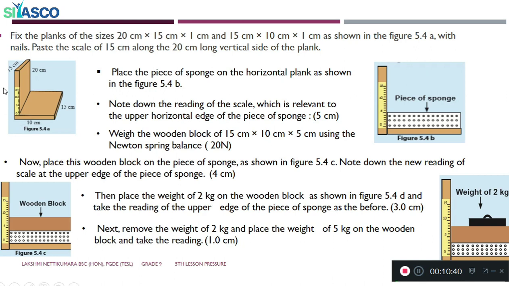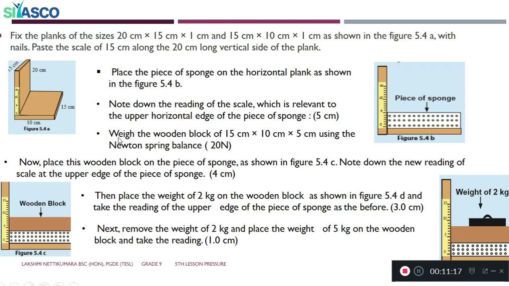First, you have to fix the two planks in this L-shaped manner. Right. Then place the scale along the 20 centimeter long vertical side of the plank. Once you prepare this, you have to place the sponge on the horizontal plank as shown here. The height of the sponge is given as 5 centimeter. So initially, without keeping anything on the sponge, the height of the sponge is 5 centimeter.